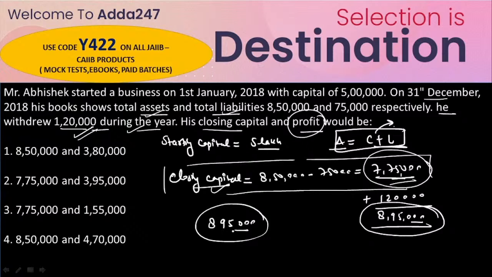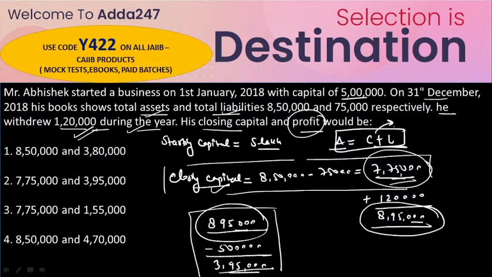Now we have to calculate the profit. That means if we subtract the initial capital of 5 lakh rupees from this capital, we get the total profit for the year. If we subtract 5 lakh rupees, that would be equal to 3,95,000 rupees, and that's how we solve these types of questions. So the answer here is the closing capital, 7,75,000 rupees, while the profit is 3,95,000 rupees. This is how we solve these kinds of questions in the exam.